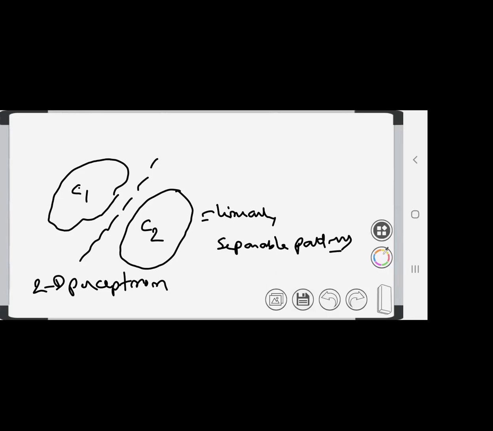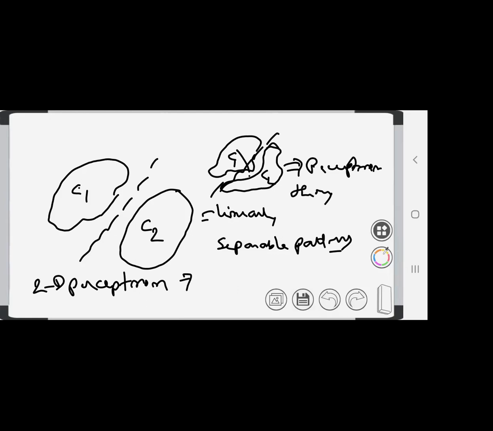If, however, the two classes C1 and C2 are allowed to move too close to each other, they become non-linearly separable, a situation that is beyond the computing capability of the perceptron. So here lies the limitation. What is the limitation of the perceptron? When two classes are very close to each other, suppose like this, we cannot put a decision boundary over here. In this case, perceptron theory is limited.